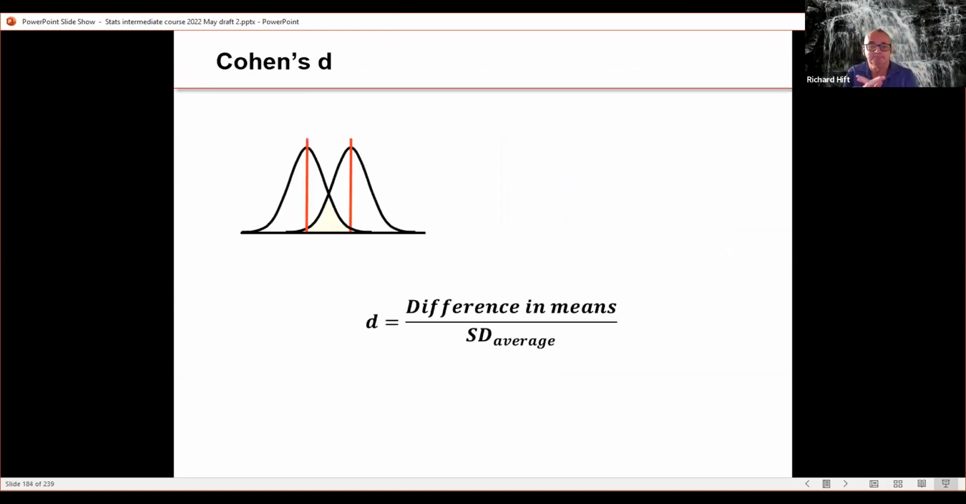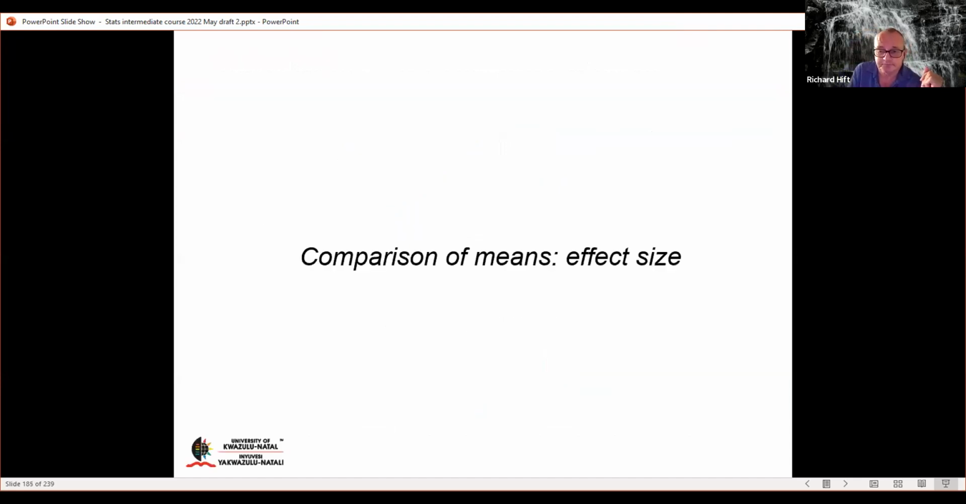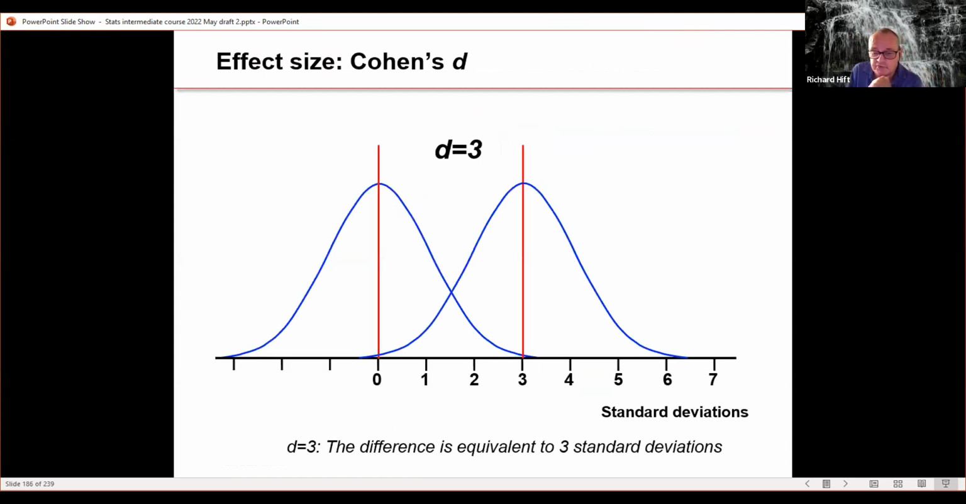So it's a practical example of how standard deviation is as important as the actual difference in the means in determining effect size. Now, a common measure of effect size is called Cohen's d, and that's just defined as the difference in means over the standard deviation. That's an average of the two curves. So for example, here, Cohen's d effect size is 3.